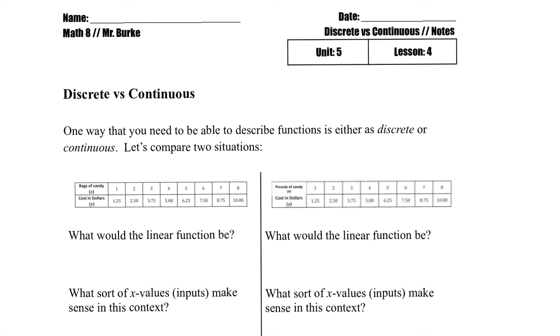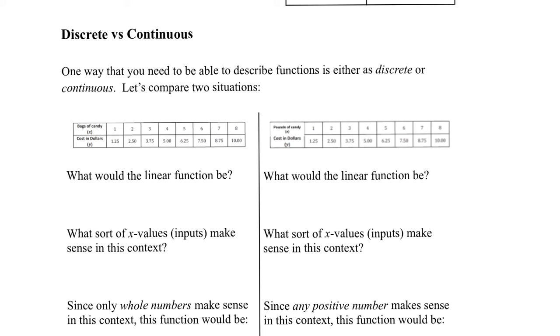Okay, so let's look a little bit closer at that candy situation from the last lesson. What we want to do is start describing functions, and we actually talked a little bit about this without using the vocabulary in lesson number 3, but we want to be able to describe functions as either discrete or continuous. So let's look at this situation.